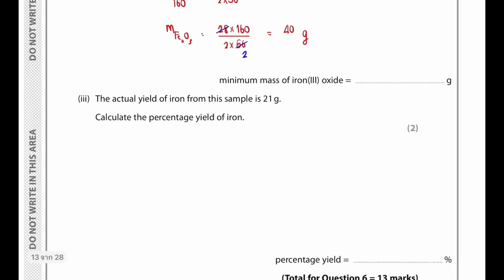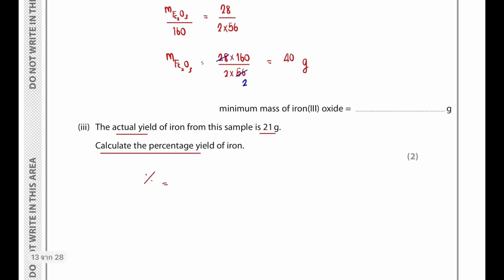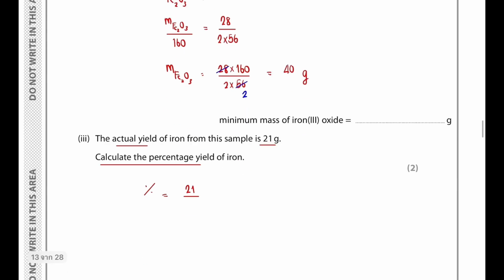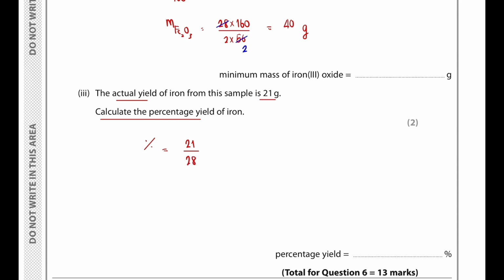And question III. The actual yield of iron from this sample is 21 grams. Calculate the percentage yield. So the percentage yield equals the actual yield, which is 21, divided by theoretical yield, which is 28 grams, times 100%. So the percentage yield equals 75%.